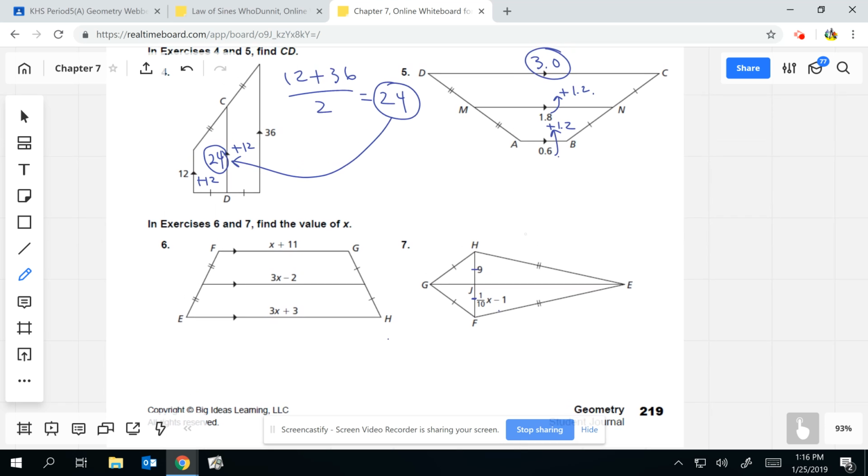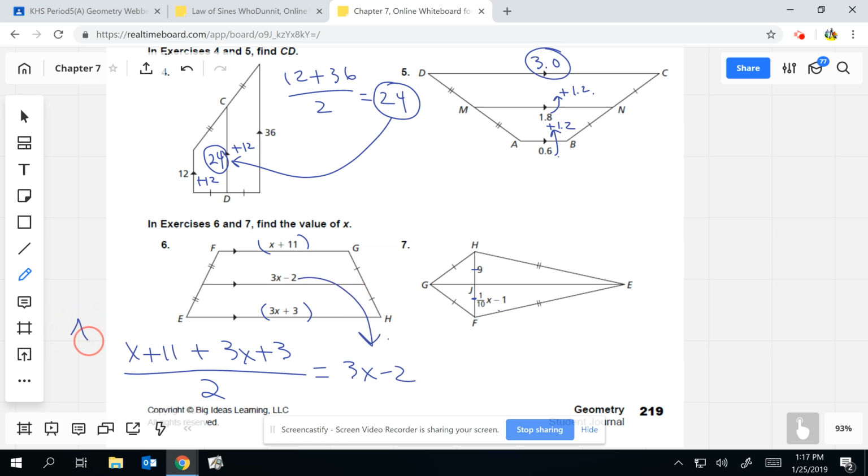So 6 is a little tricky because you got to use your algebra. You're going to add the two bases together to get your mid-segment. So you're going to add x plus 11 plus 3x plus 3, and you're going to divide it by 2 to get your mid-segment. So this goes down on this side. This is the average of the two bases. So if I want to find the average of my two bases, the top and the bottom, I got to take them and divide by 2.